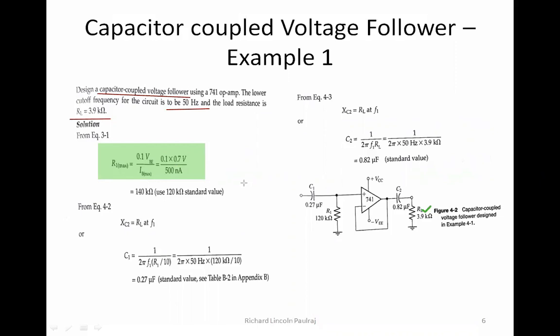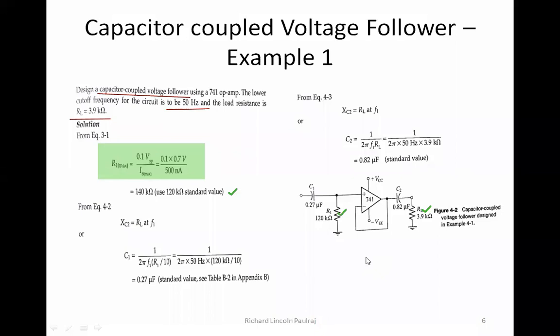Since 140 is not available, see, this is what I was trying to tell you all. 140 is not available, so I'll be using a standard value. Now this is lower, right? But for capacitor, what we're going to do is take the next higher standard value of capacitance. So keep all these things in mind so that it's easy for you to analyze. Now we know that XC2 is equal to RL at F1. R1 is calculated as 140, but we're taking 120. So R1 is also done.